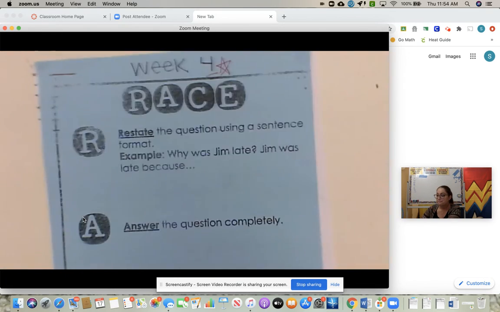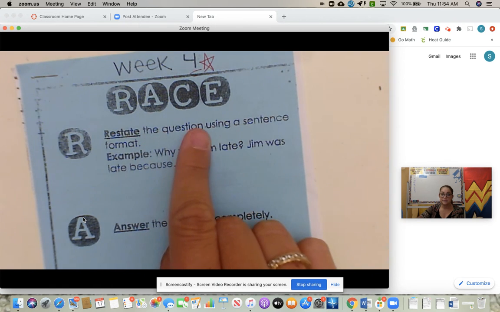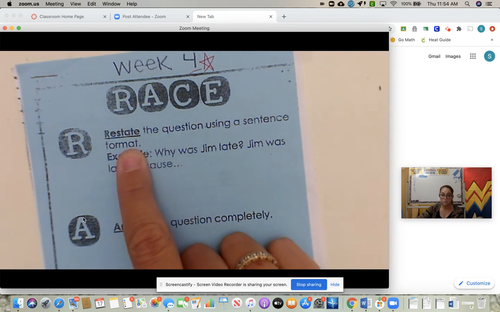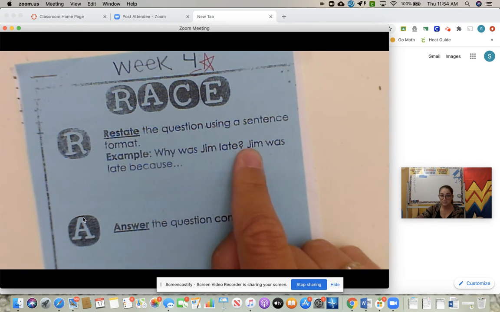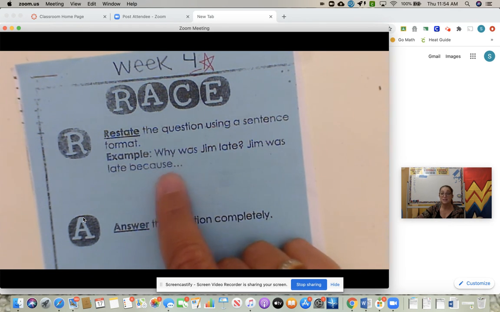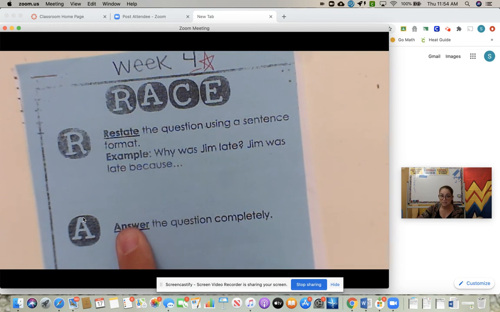Now, the R is for restate. So you're restating the question using a sentence format. So the question is, why was Jim late? Restating would say, Jim was late because. And then you give your answer. That is A, answer. You need to answer the question completely. That's why I dissect all the directions with them, because students need to make sure they answered it all. If you answer one part of the question and not the rest, you're going to lose points.